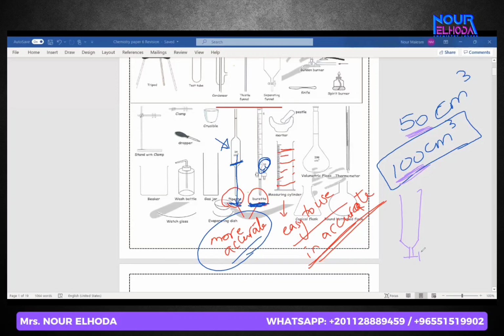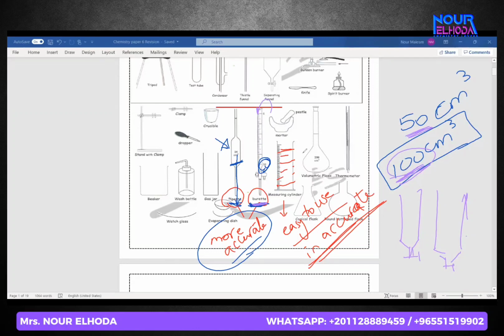No, measure twice, not measuring cylinder. Measure twice. Yes, you can measure twice. You can measure with the burette once and then measure again. This is a choice, or use two burettes so that you can measure 100 centimeter cube. Exactly, Kunooz. That's true.